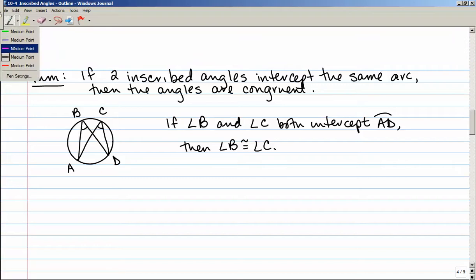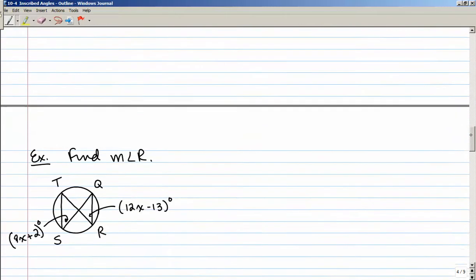If B and C are congruent, then they both intercept arc AD. Let me go ahead and draw that in here in color. So here we have this angle here, and this angle here, and they are intercepting arc AD. So in other words, they're sharing the same piece of pizza crust. So if two inscribed angles intercept the same arc, then the angles are congruent.